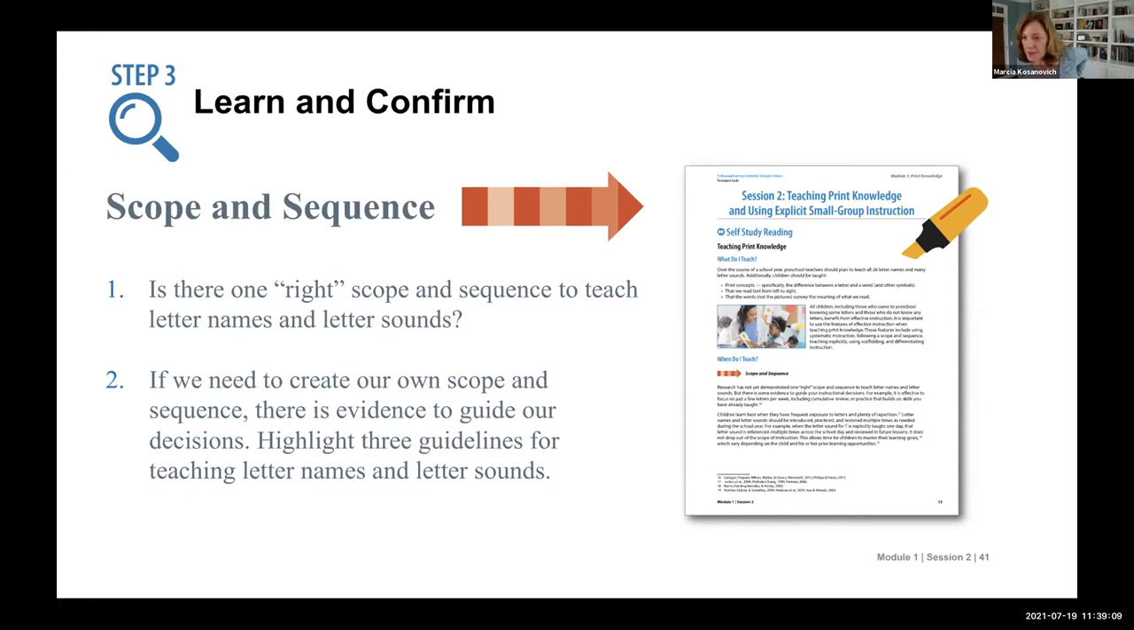Yep, focus on a few letters per week. Use the beginning of children's names letters. Yep, start with names. I see. Children learn best when they have frequent exposure and plenty of repetition. Good. Good, awesome. Explicit pre-plan, yes. Okay, excellent. Thank you for your participation.